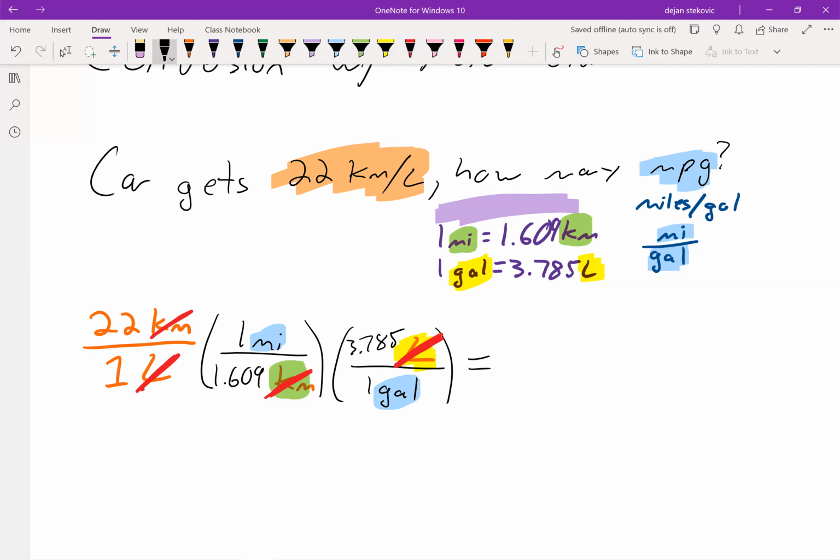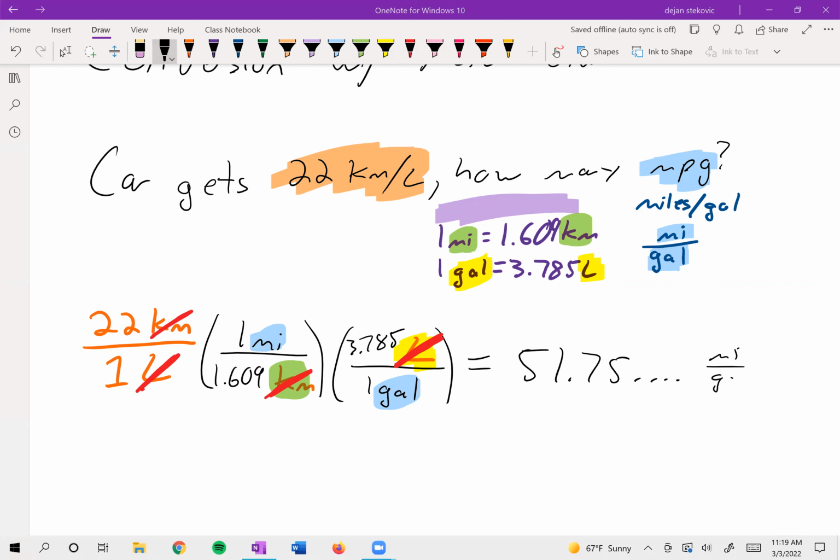And then we go ahead and plug that into our calculator. So I would take 22, I would divide it by 1.609 because it's in the numerator, and then I would hit multiply times 3.785. Make sure you're trying these out in your calculator. That way you're getting the correct answer and that you ensure that you know how to use your calculator. And so when you type that down, you get 50.75 and then a whole bunch of numbers, miles per gallon.